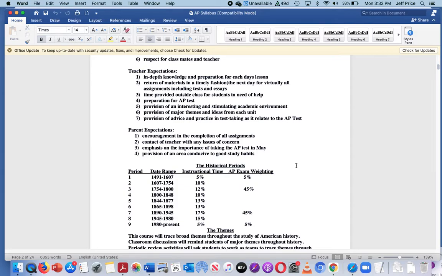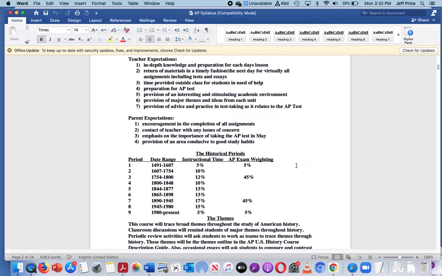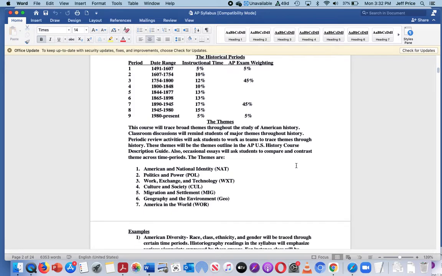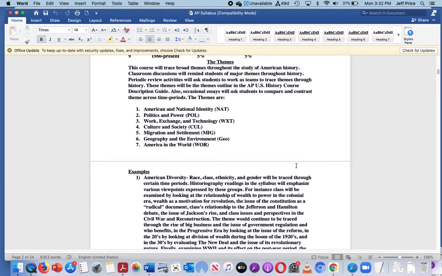Emphasize the importance of taking the AP test. They put the time in. It validates Cacalico's program. It validates the course that I've taught, and it validates all the hard work that they put in.